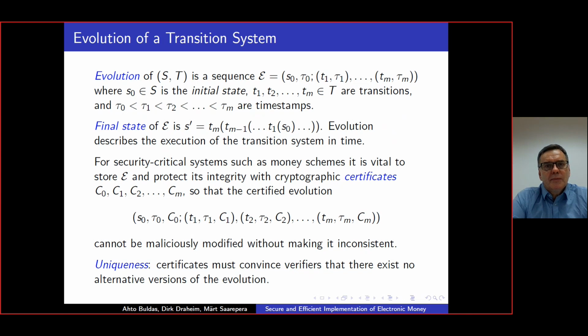Okay. So if we have a transition system, we call the evolution of the transition system a sequence of changes of state in the system. So we denote the evolution by E, and evolution is a sequence of pairs. So first we have the initial state s0. We have a certain time indicator tau 0, and we have transitions that happen in the system together with timestamps. Say T1, tau 1 is a pair of transition and timestamp, etc., up to Tm and tau m.